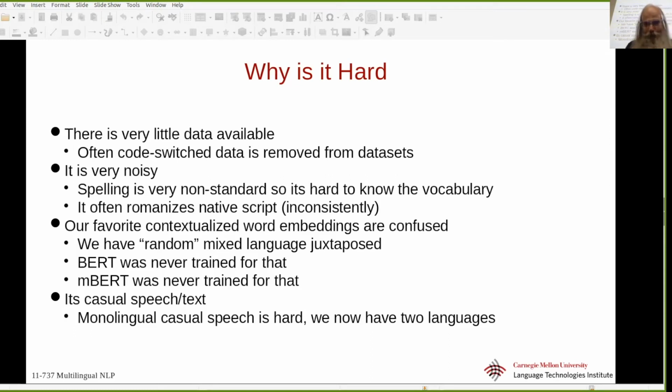Our favorite word embeddings are often confused, because what you now have is an English word and a Hindi word, and they're right next to each other. So the context for the English word has got some English in it and some Hindi, and the context for the Hindi word, which is Romanized, it's not written in Devanagari, has got some English and Hindi round about it, possibly in a non-standard order. So you've already got really weird context when you're looking at word embeddings for things in code switching.